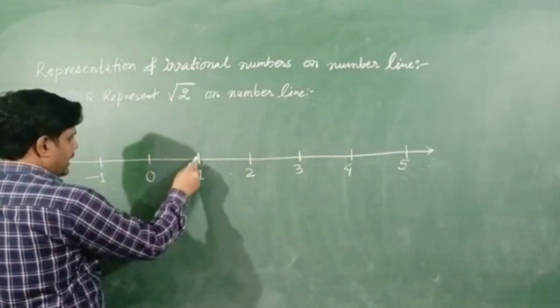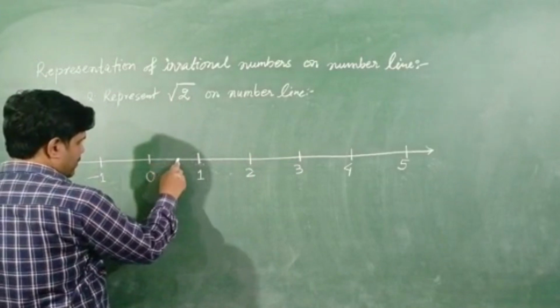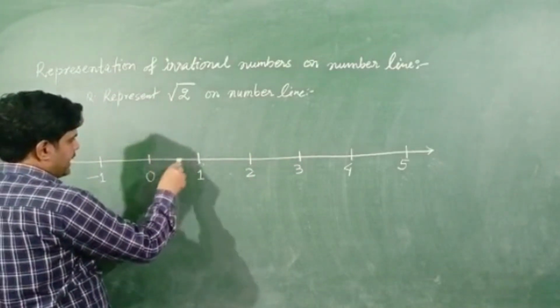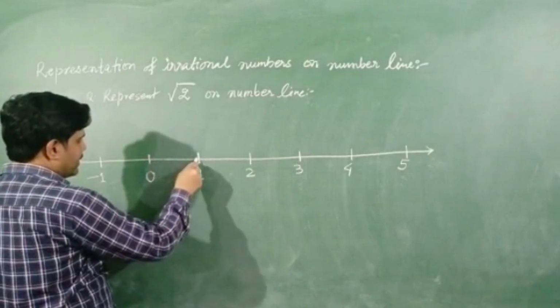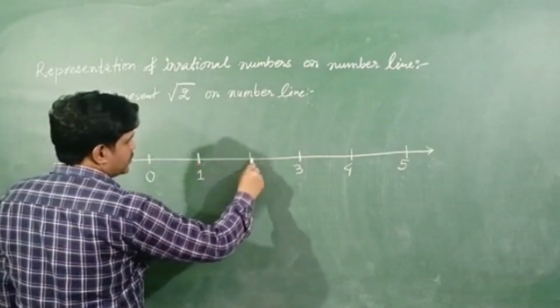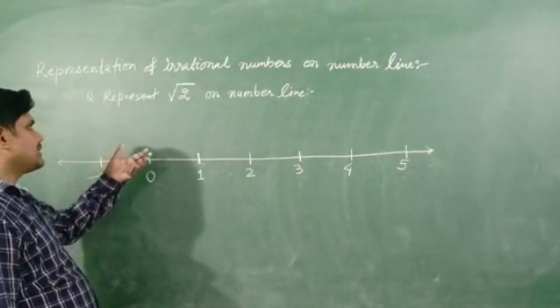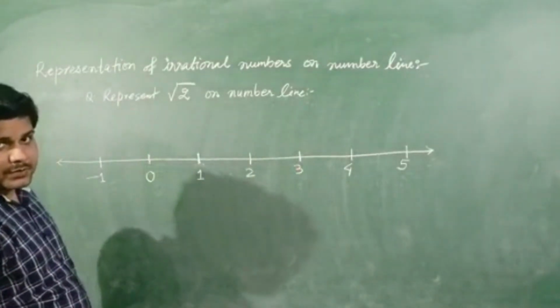See, 0 and 1, there are infinite number of dots and each dot is a number. So there are many rational and irrational numbers between 0 and 1, between 1 and 2, 2 and 3, likewise. So we have to represent root 2 on number line. How do we do that?